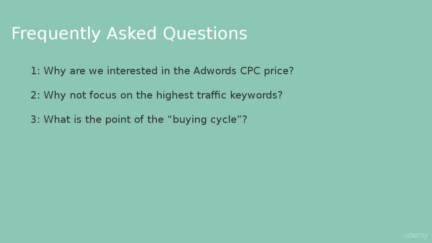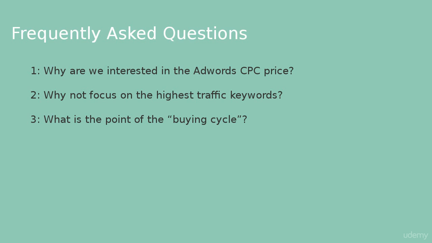Okay, third question. What's the point of the buying cycle? Looking at the AdWords suggested CPC price does tell you which keywords are valuable and which ones aren't, but it doesn't tell you the whole story. And in particular, it doesn't tell you how to turn that traffic into money. The buying cycle gives you a deeper look at your keywords. It tells you which keywords will generate income immediately and which ones will send visitors who need to be warmed up first. This makes a huge difference in terms of the keywords you should focus on.